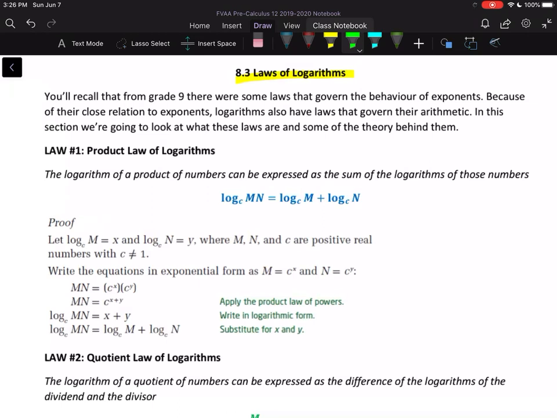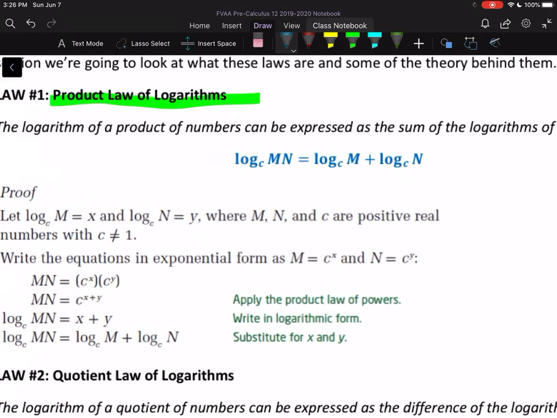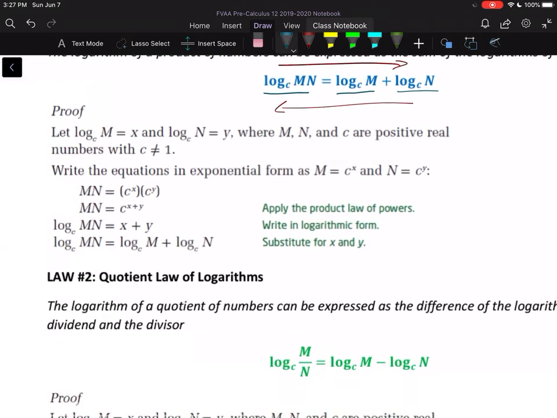Law number 1, the product law of logarithms. What the product law of logarithms says is that if you have log base c of m times n, it can be split into log base c of m plus log base c of n, and vice versa. These are two-way streets, so it is true this way as this way. So that's one of the laws here.